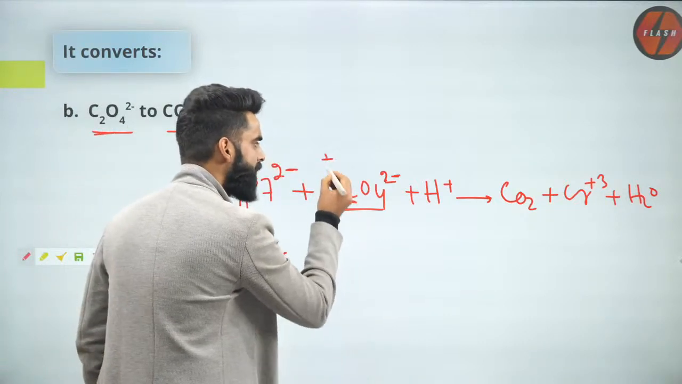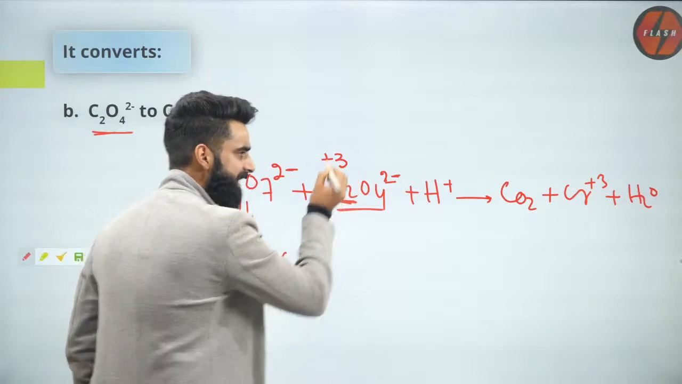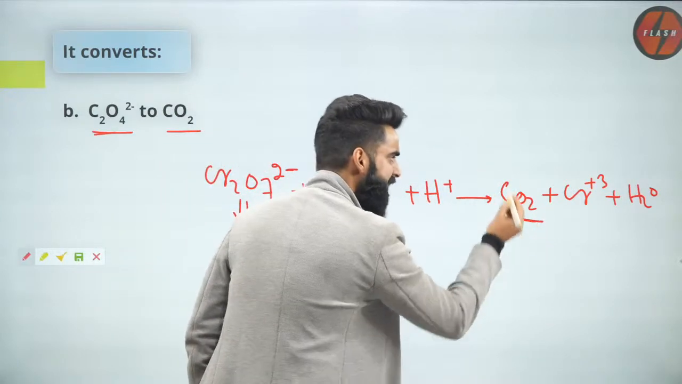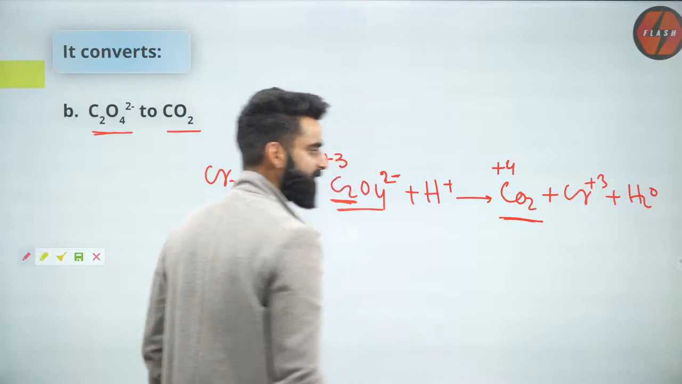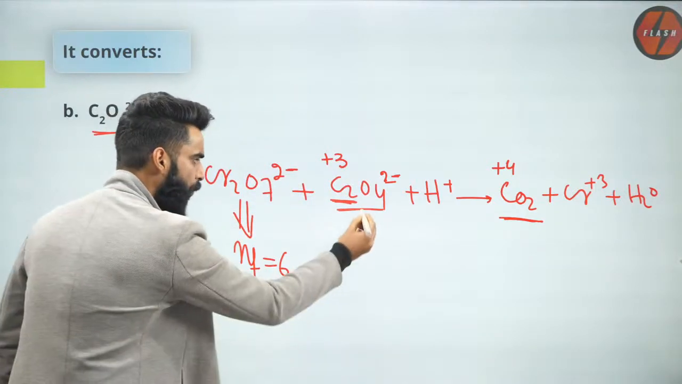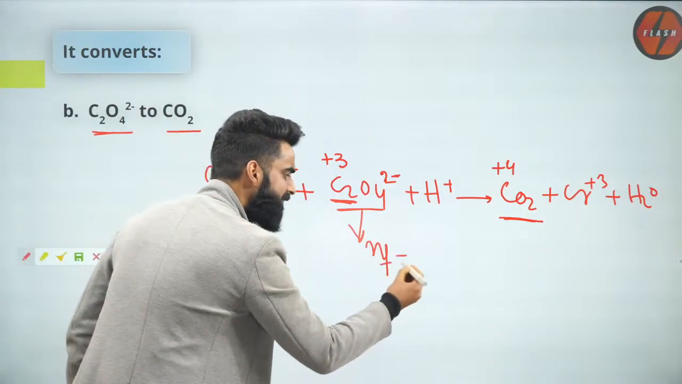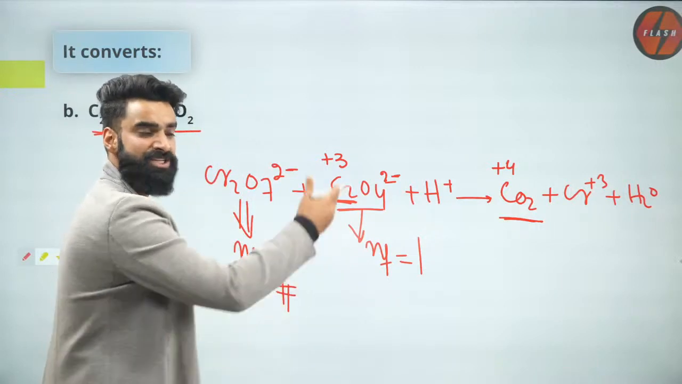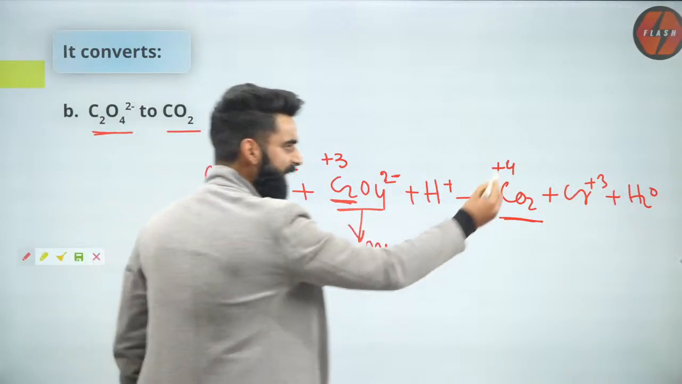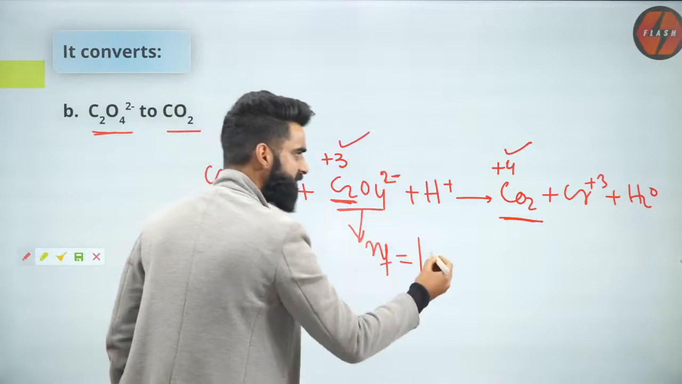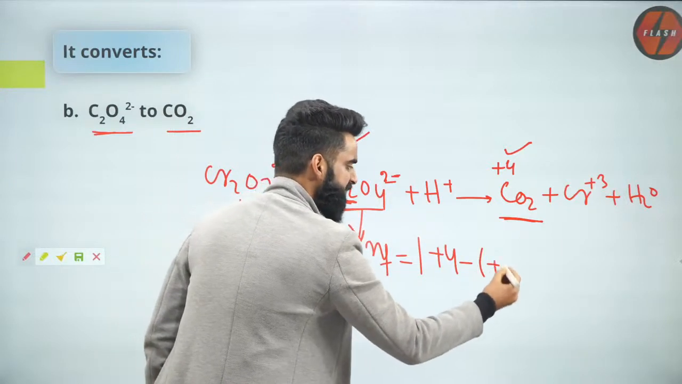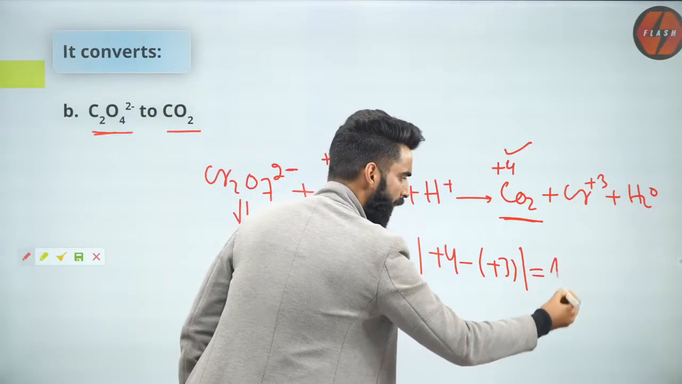Now talking about the N factor of this oxalate ion, if you check the oxidation state of carbon in this compound, it's going to be plus 3, and this oxalate ion is getting converted to carbon dioxide, where the oxidation state of carbon is plus 4, right? So the N factor will be the change in the oxidation state of carbon: final minus initial. Final is plus 4, initial is plus 3. The value will come as 1.